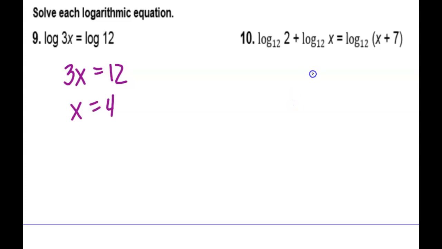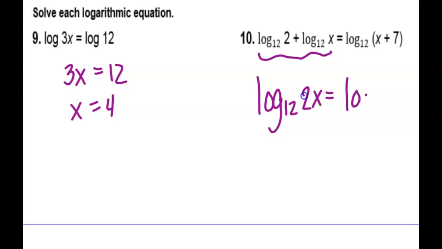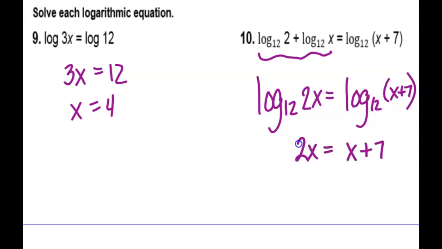Okay, we can do something very similar on this one. If we combine these two first, what does a plus between two logs become? So that is a 2 times an x. Log base 12 of 2 times x. And then we didn't mess with the other side. Okay. Now they're the same thing, log base 12. So therefore, 2x equals x plus 7. Subtract an x, and we just get x equals 7, yes?